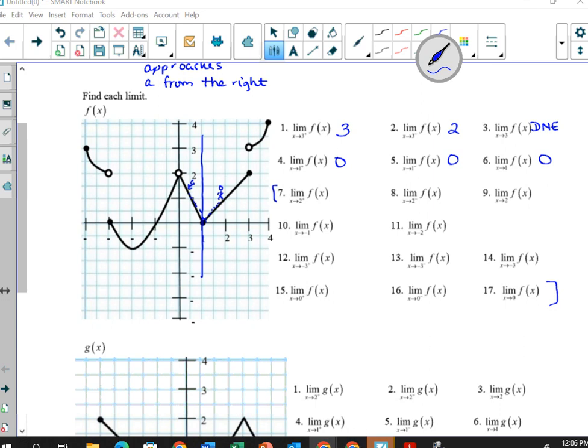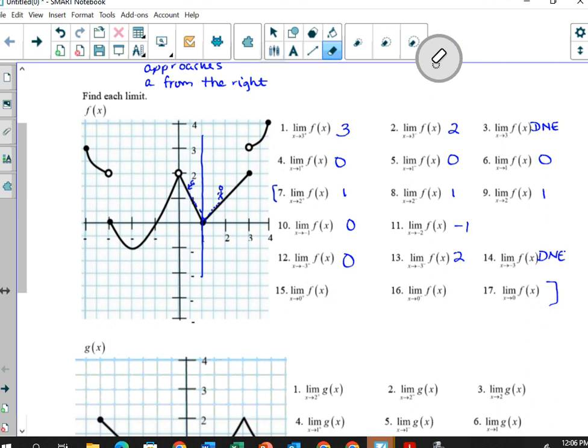All right, guys. Number 7. What did you get? 1. Number 8. What did you get? 1. Number 9. What did you get? 1. Good. Number 10. 11. 12. 13. 14. DNE. Let's see. 15. 16. 17. Okay. How are we feeling about it so far?